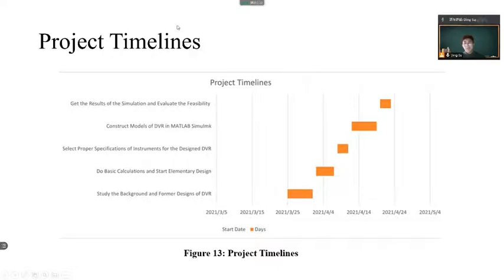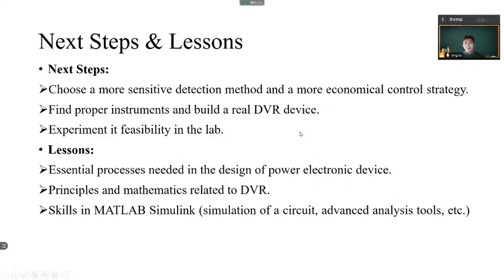This is our project timeline. We do these things. About the next step, we want to choose a more sensitive detection method and a more economic control strategy to improve the model of the DVR. Then we want to find the proper instruments to build a real DVR device. In the future, we also want to do some experiments in the lab.